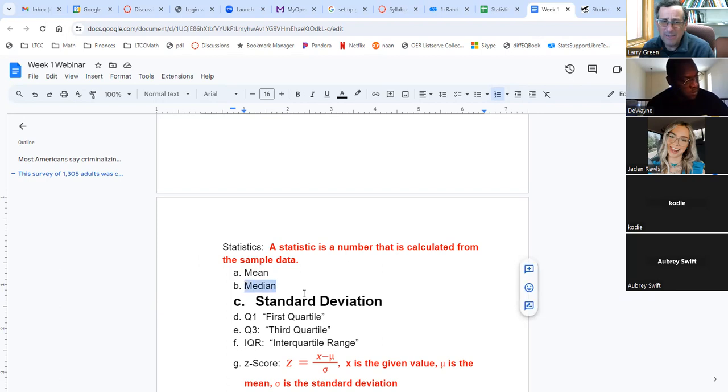Have you heard the word median before? I know you've all heard it, but it might have been so many years, you may not remember it. And remember what it is?